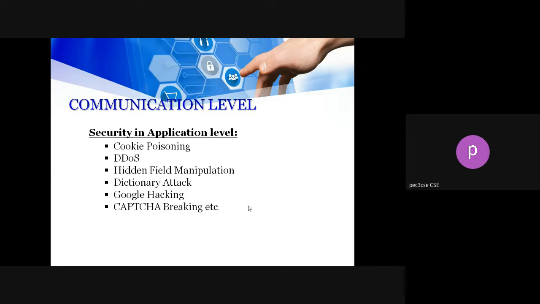Okay, CAPTCHA breaking, we all know that CAPTCHA is the Completely Automated Public Turing test to tell Computers and Humans Apart, which is the expansion for CAPTCHA. And CAPTCHA breaking is nothing but the distortions that are done in the text or the images. Okay, so in that case it is referred to as CAPTCHA breaking.